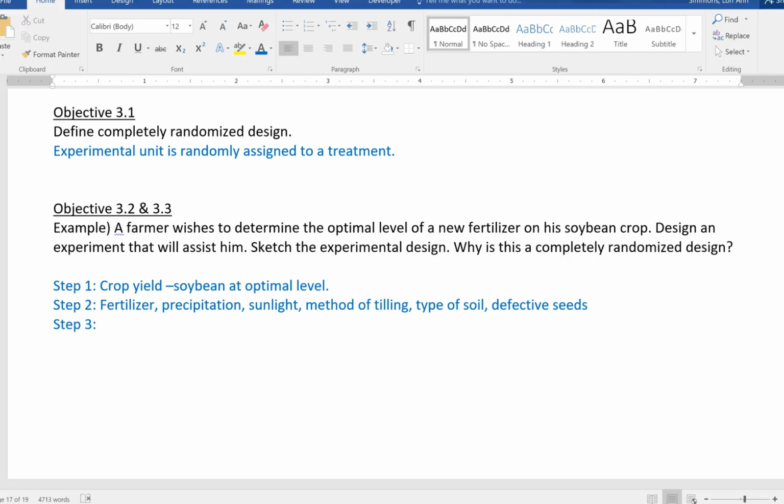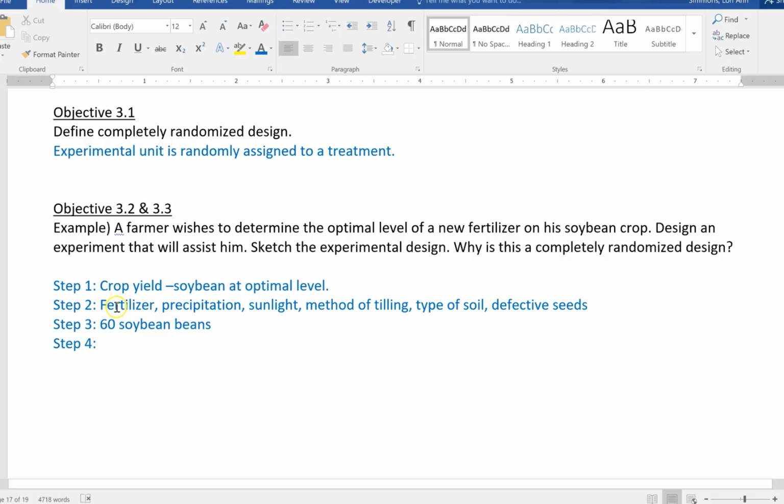Step 3 is to determine the number of experimental units. So I'm just going to say 60 soybean plants is what we're going to work with. You can pick any number. Again, I'm just trying to have you visualize how an experiment can be laid out. Step 4. Now we need to determine the level of each factor.